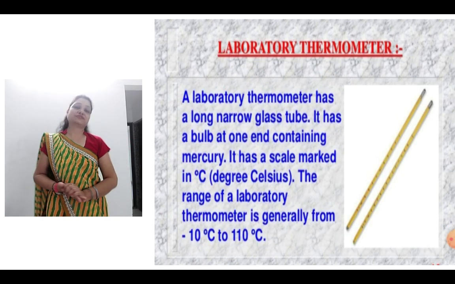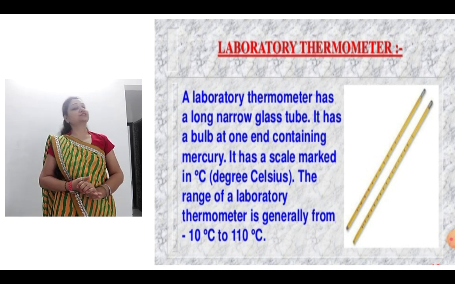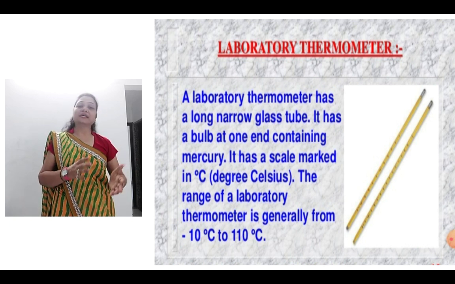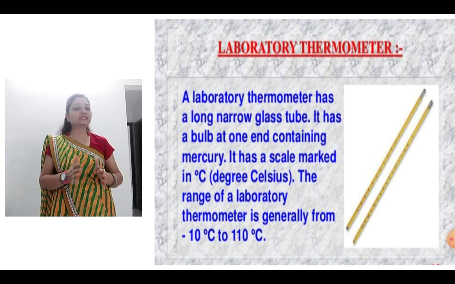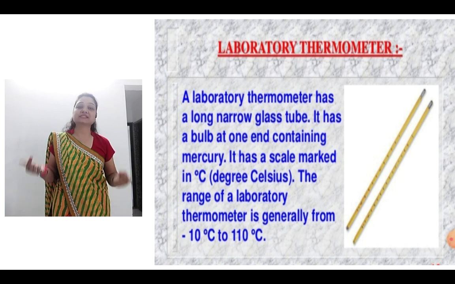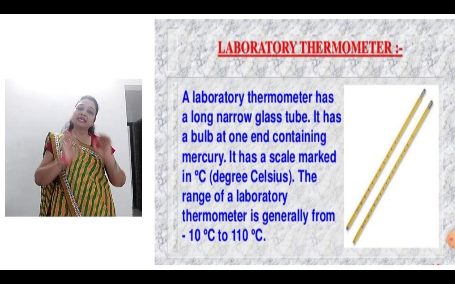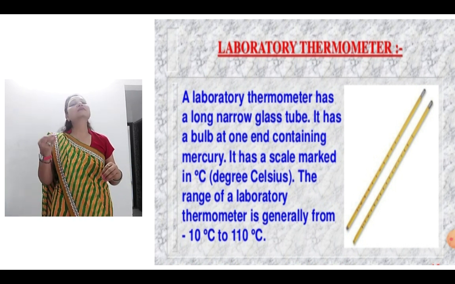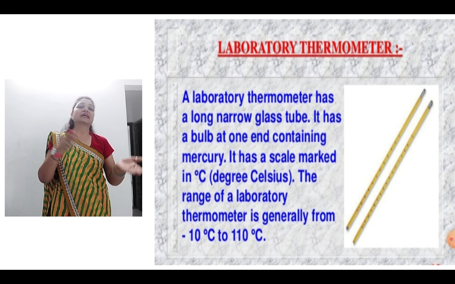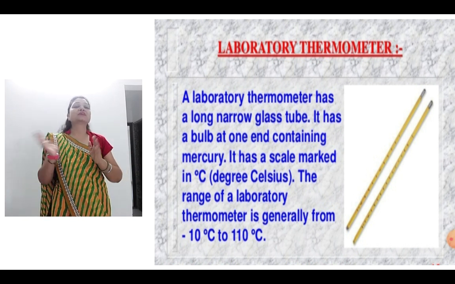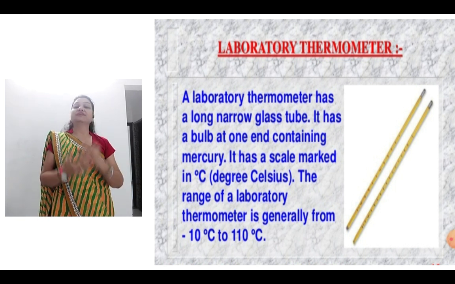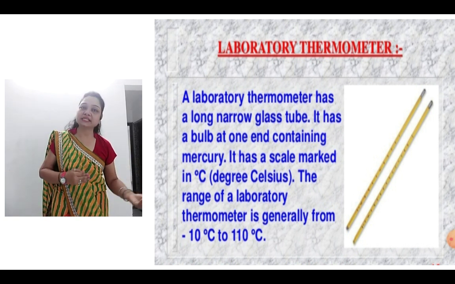Now the next thermometer is the laboratory thermometer, which is there in your science lab. It is almost the same as the clinical one. The only difference is the length in size and the scale. The same long narrow glass tube is there. It has a bulb at one end containing the mercury. So, same things as the clinical one. The scale is there in degrees Celsius. The range of this laboratory thermometer is from -10 to 110 degrees Celsius.